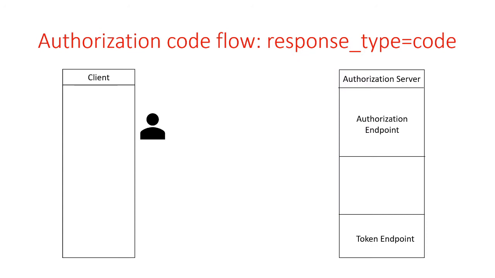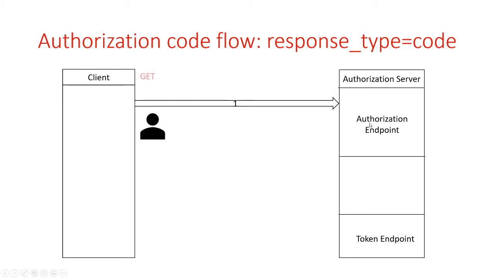For authorization code flow, the response type will be code, and this is predefined in the spec. Here we have a client, the user, and the authorization server with authorization endpoint and token endpoint as we just saw in Okta before. We have this user who's running all that, which is me. The first step is the client is going to access the authorization endpoint of the authorization server.